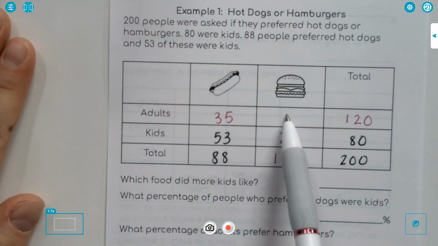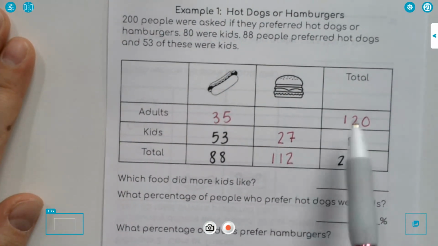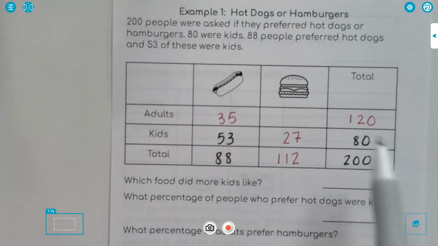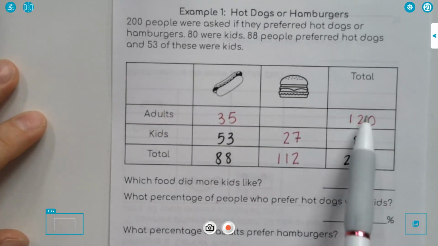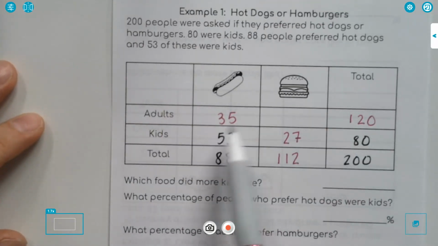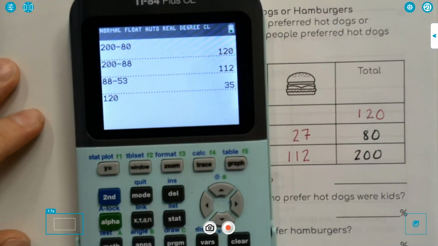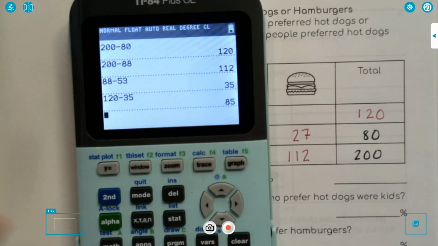And then to fill in this last box, we can do this number minus this number, or we could do this number minus this number. We would get the same thing either way. So of the 120 adults, 35 of them had chosen hot dogs. 120 minus 35 is 85.